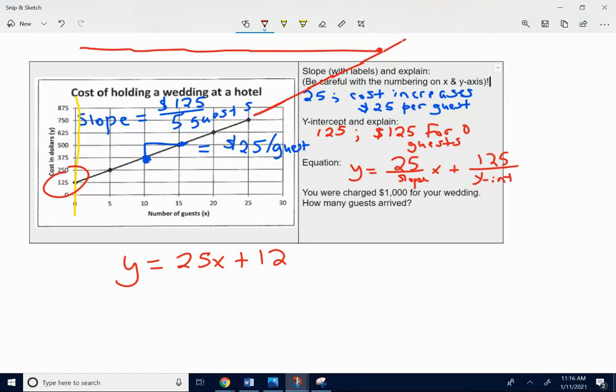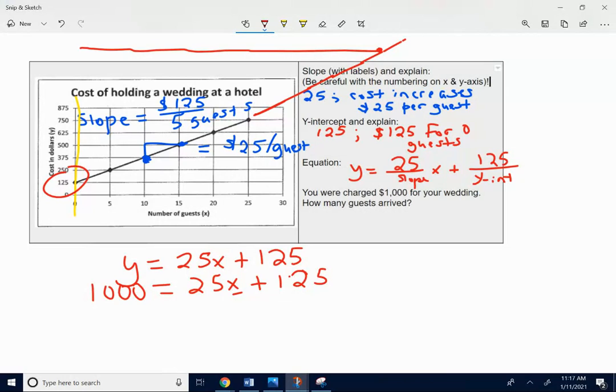Think about what they're giving you. They're giving you $1,000 in cost, and they're asking you for how many guests. They're always going to give you one of the variables and ask you for the other variable. If they're giving you $1,000 and dollars is on the y-axis, they're giving you Y. They're asking for the number of guests, which is X. So we're going to take that 1,000, put it in for Y, bring down the rest of the equation, and solve for X.